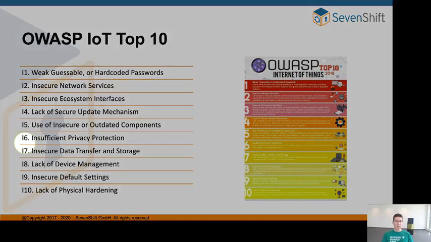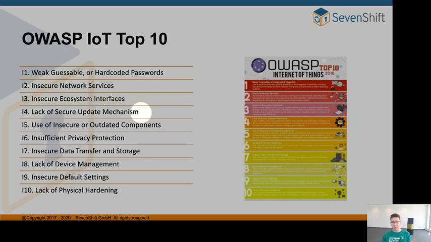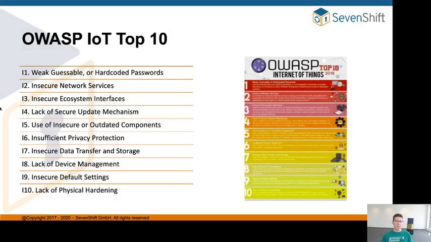This is actually pretty big and lots of devices forget it. You need a secure mechanism to update the devices that have gone out of your shop floor, right? Using insecure or outdated components, which is why, hopefully, you have a secure update mechanism so you can patch and update the components you have in there. Insufficient privacy protection, meaning not transferring and storing data in a secure way, basically encrypted in motion and at rest. You also have lacking device management, insecure default settings, and lack of physical hardening.